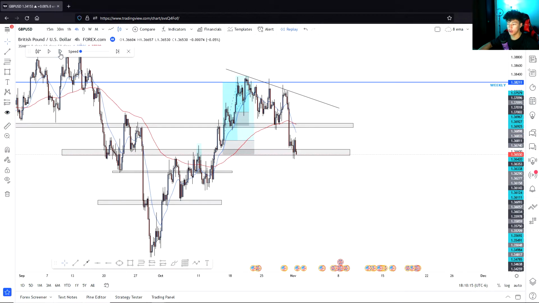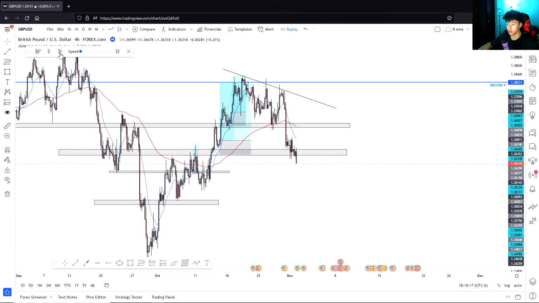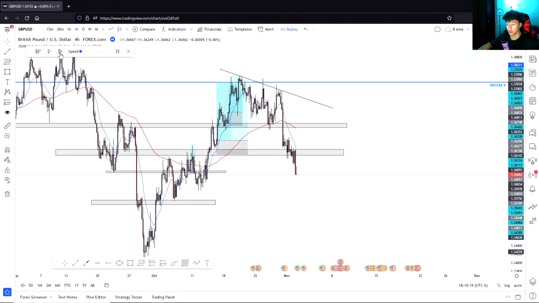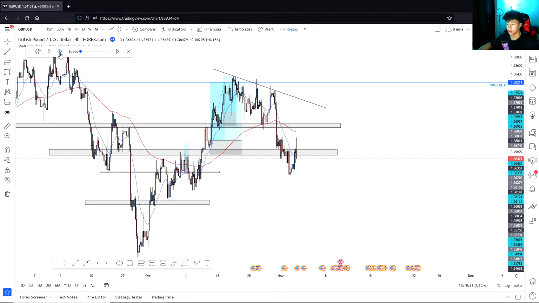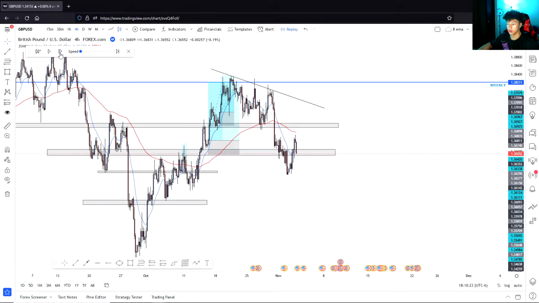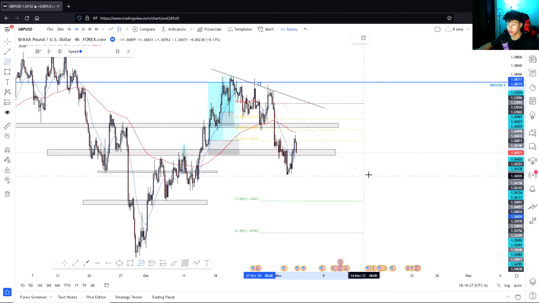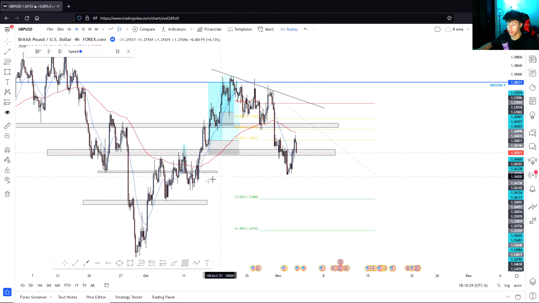So let's see if she can go back up there. And if she doesn't, she doesn't. Doesn't look like she wants to retrace back up there. Let's see. Boom. We got another variation right there. Swing high, swing low, 38%.